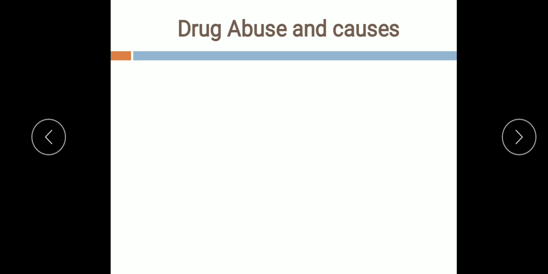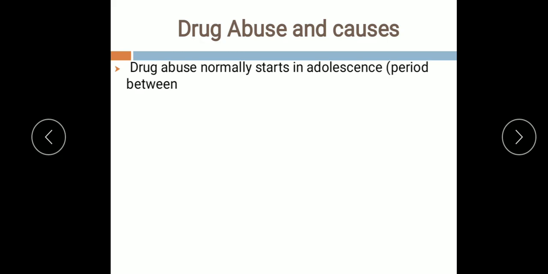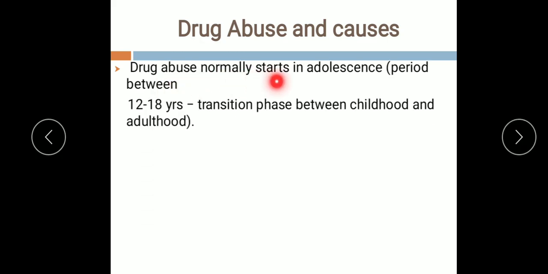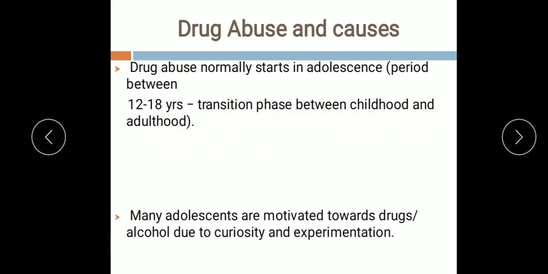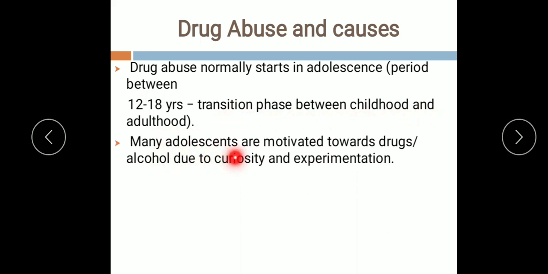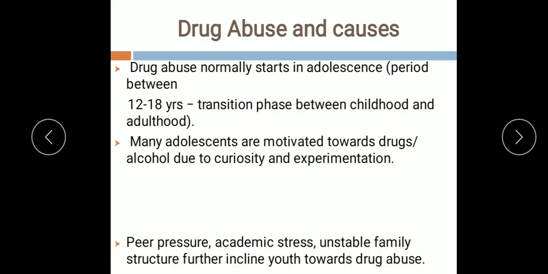Now we will study drug abuse and its causes. These drugs are used medically for the treatment of various disorders, but we will study what drug abuse is and what the causes are. Drug abuse normally starts in the adolescent period, that is the period between 12 and 18 years, the transition phase between childhood and adulthood. Many adolescents are motivated towards drugs or alcohol due to curiosity and experimentation.